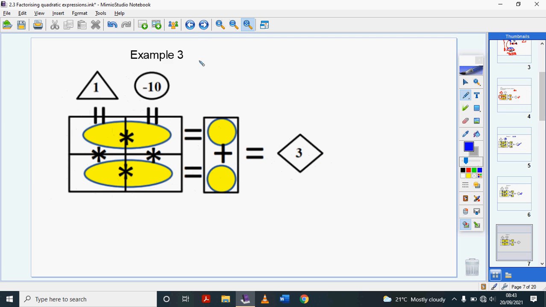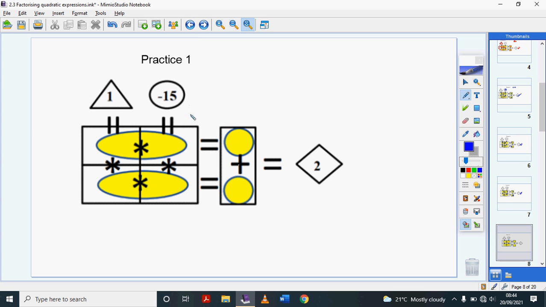Let's try another one. 1, 10. The factors of 1 are just 1 and 1. And I hope you can see that I'm starting with factors of 1, but we'll move on to bigger factors. The factors of negative 10, two numbers which I can multiply to get negative 10. The ones I am choosing are negative 2 and 5. So 1 times negative 2 gives me negative 2. 1 times 5 gives me positive 5. Negative 2 plus 5 is positive 3. You have solved that puzzle.